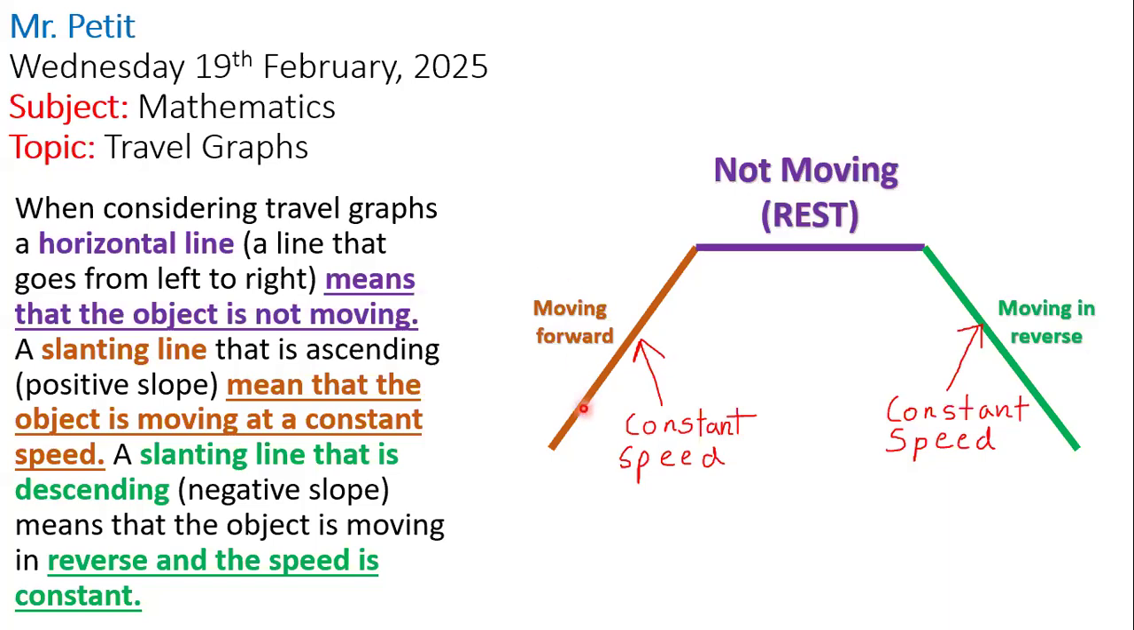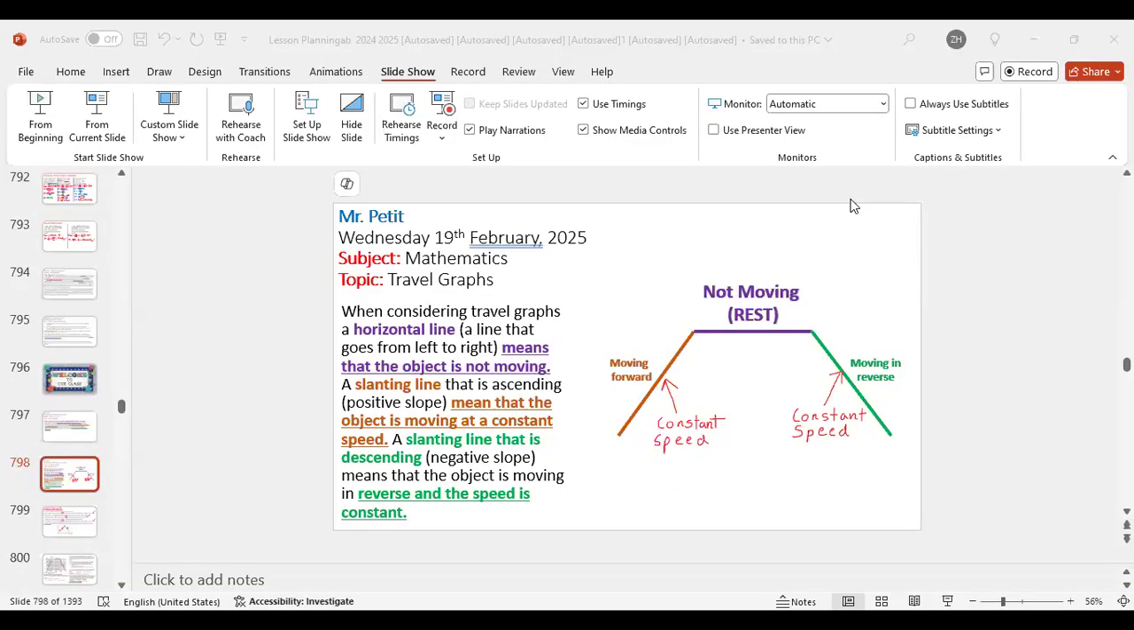Remember, if it's a slanting line and it's ascending, that means it's moving at a constant speed and the object is moving forward, right? If we have a horizontal line, it means that it's not moving. And if we have a line that is slanting but has a negative slope, that means that the object is going in reverse at a constant speed. That makes sense, right? Let me know if y'all understand what I have so far. Yes, sir.